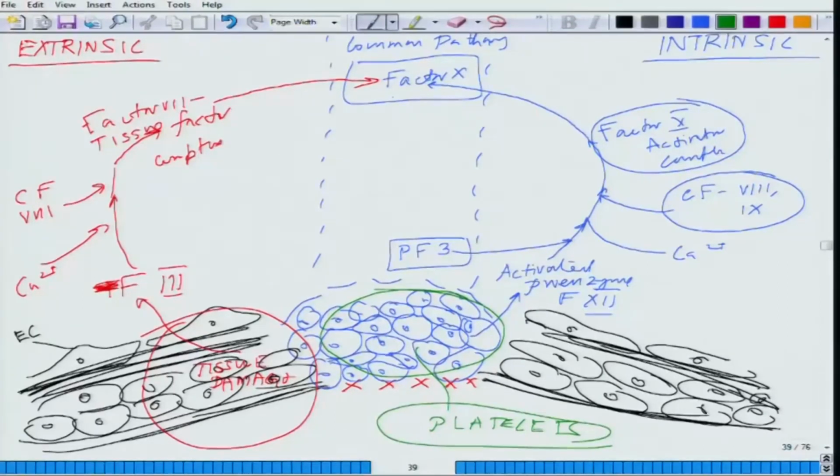Now there are a series of reactions taking place at this stage, which I am putting in green now. That activates something called prothrombinase. This prothrombinase leads to a reaction of prothrombin to thrombin.